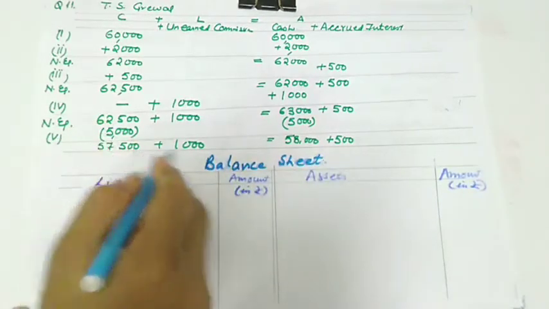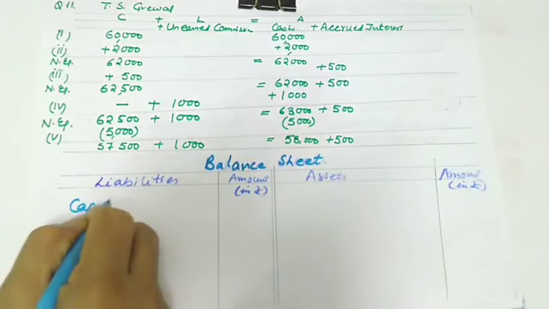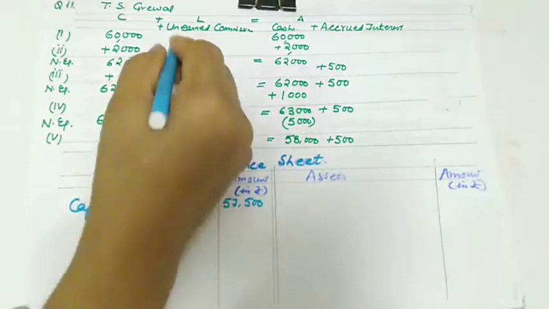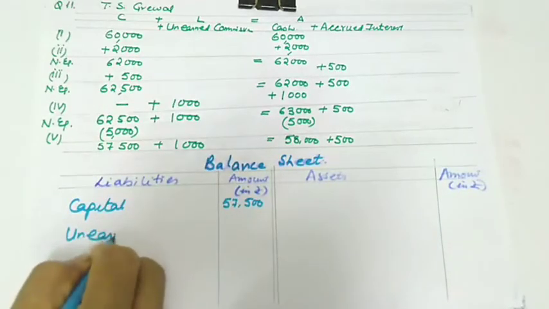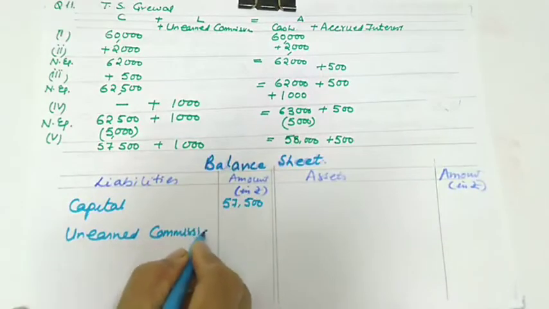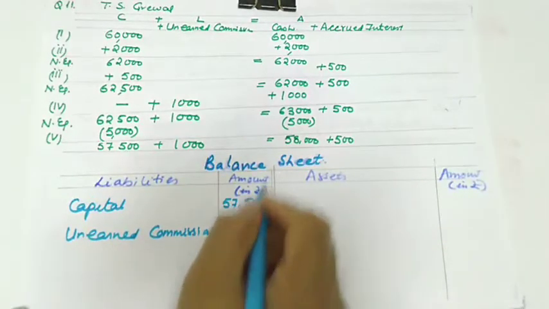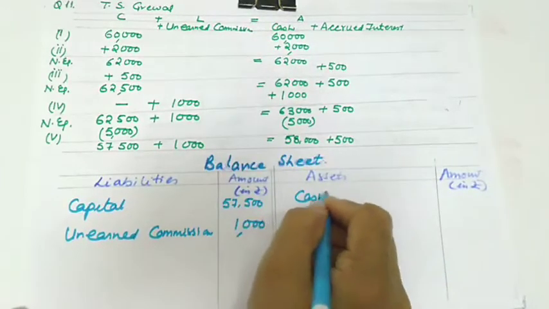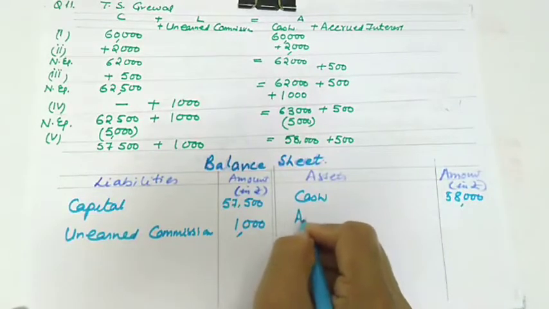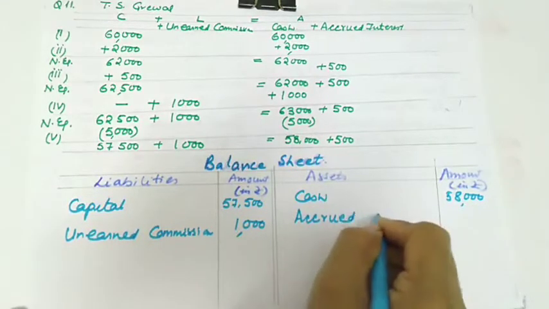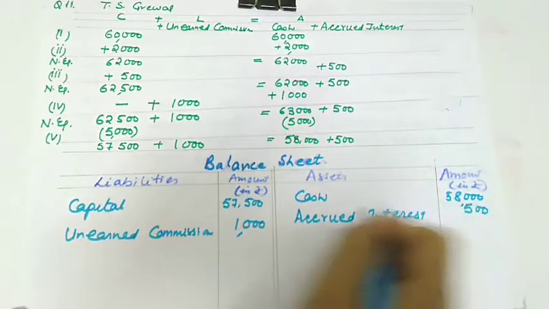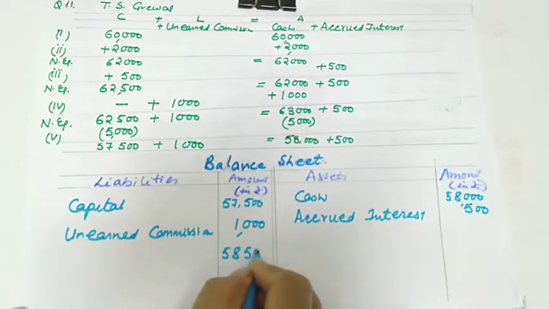So here there are two items only. I'll be writing capital. Capital is 57,500 and unearned commission. What is the value of unearned commission? It is 1,000 here. And on asset side you will be having cash of rupees 58,000 and there is accrued interest. What is the value of accrued interest? It is 500. So total of both the sides 58,500 and 58,500.